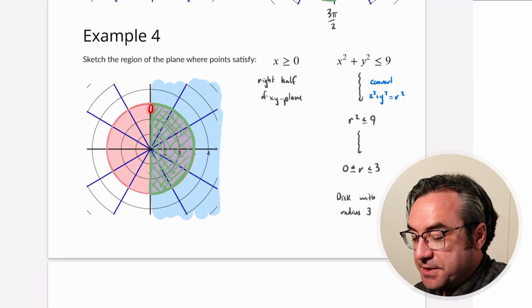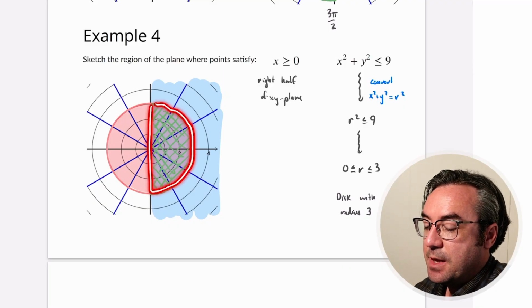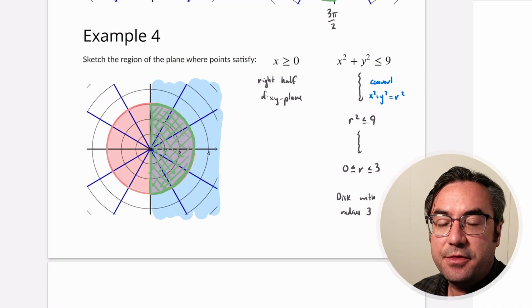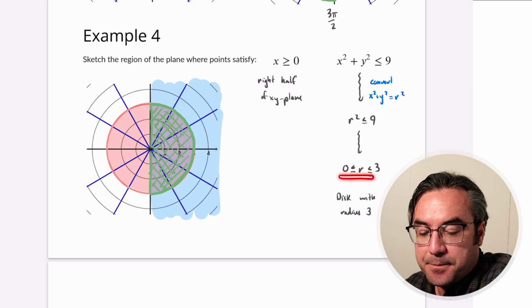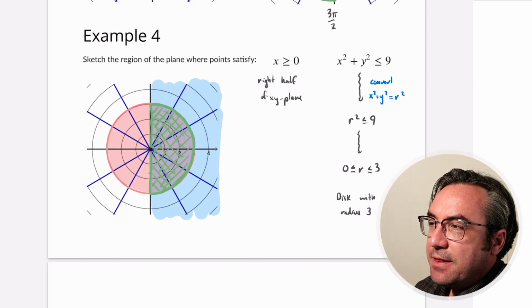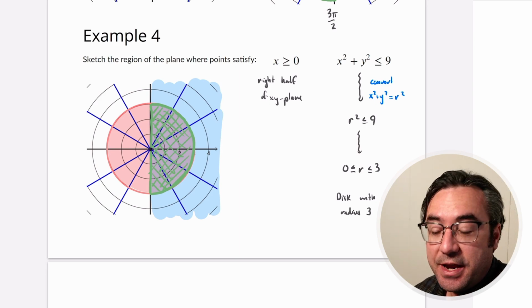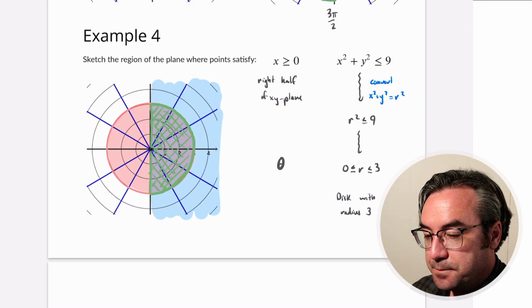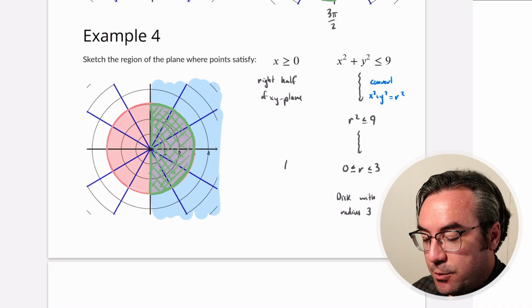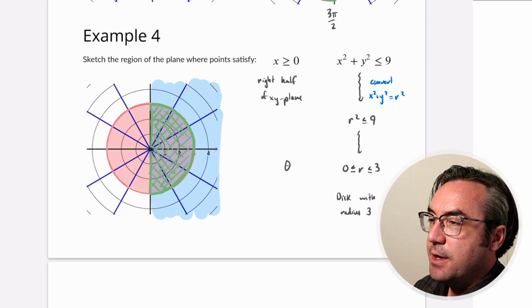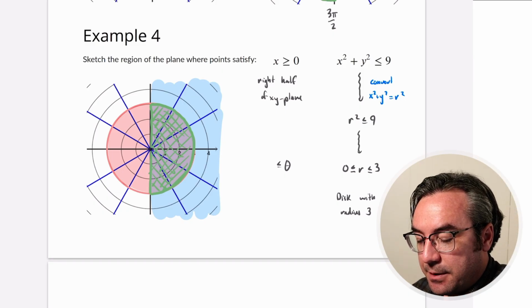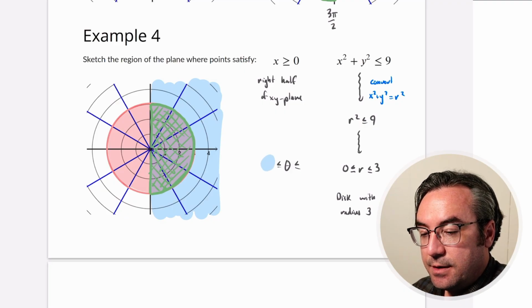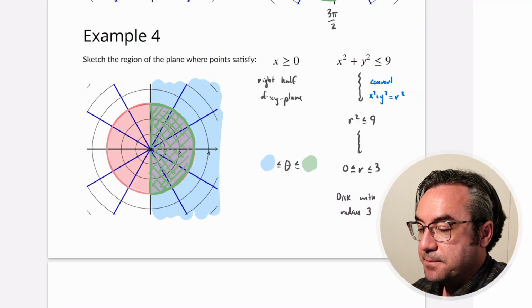All right, so this is our polar region. Now, what about if we try to come up with inequalities for r and theta? Well, we've already got our r inequality. Now let's try to figure out our theta inequality. So we know our r value has to be between 0 and 3. But what about the theta value?